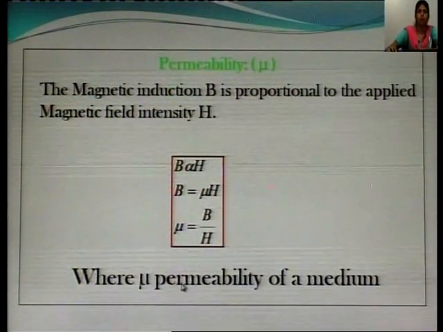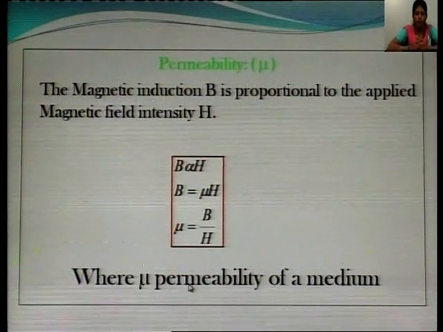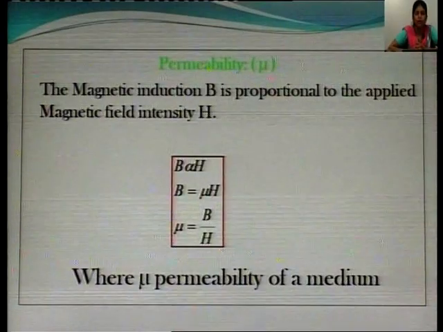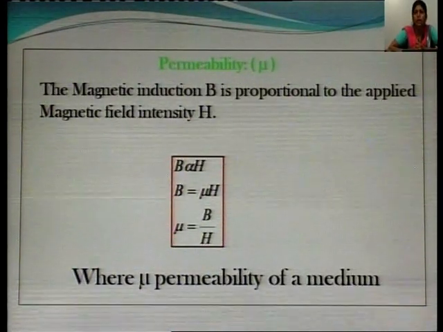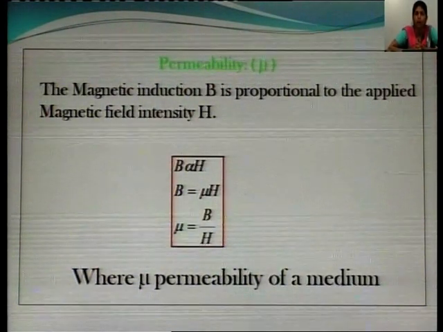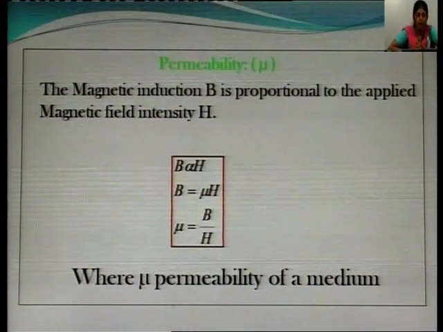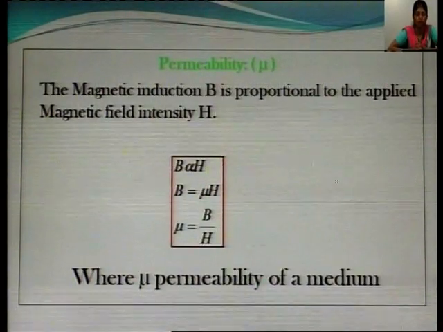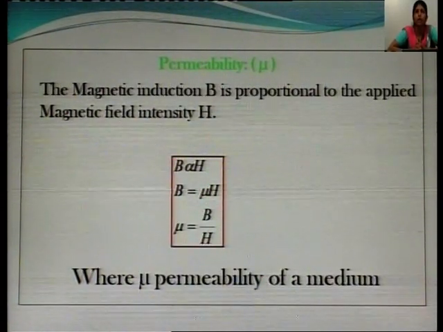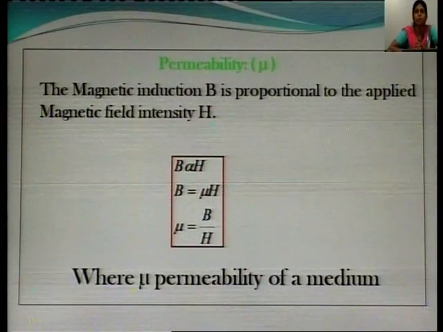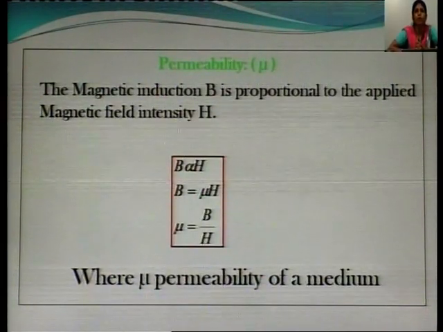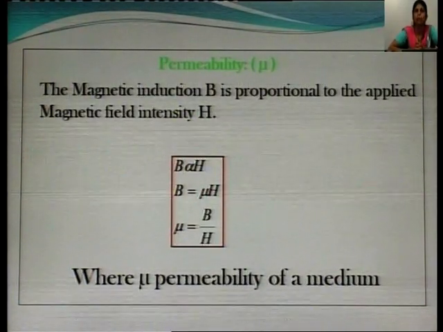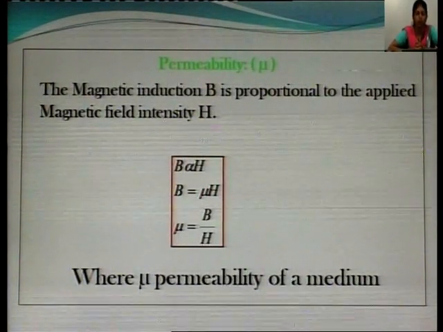If we define mu, it can be taken as the magnetic conductivity, that is, it is the ability of a material to conduct the magnetic flux through it. For example, soft iron has the maximum permeability. So it is that property of a magnetic material which shows the ability of that material to conduct the flux.